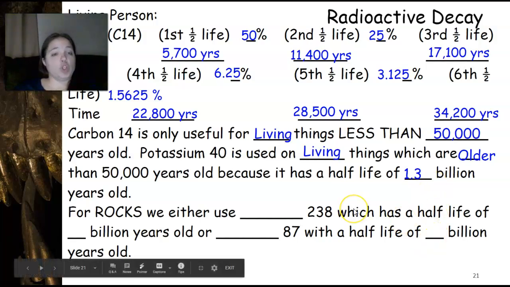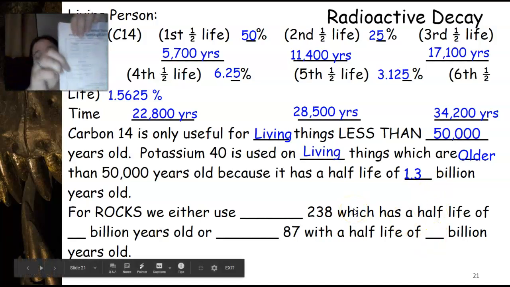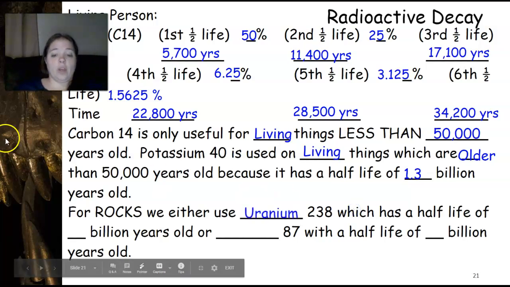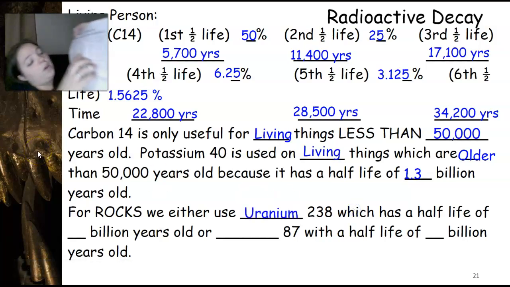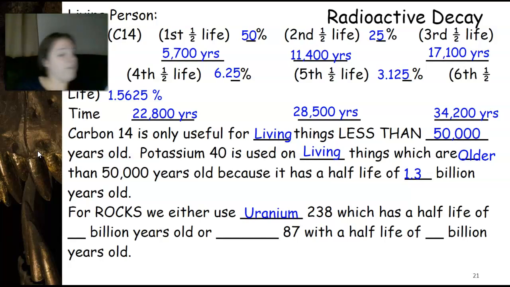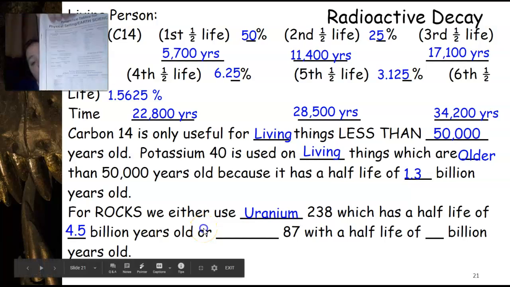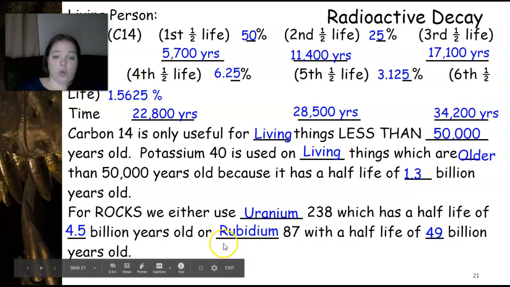For rocks, which you should color the other two brown, you have uranium-238, which has a half-life of 4.5 billion years, or rubidium-87, which has a half-life of 49 billion years.